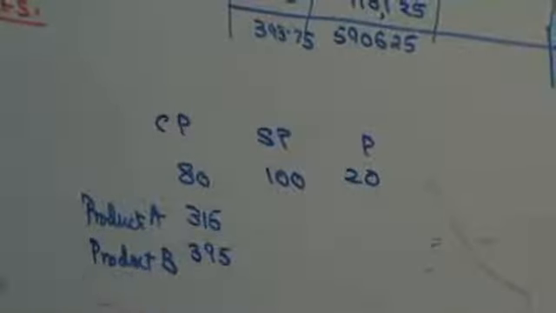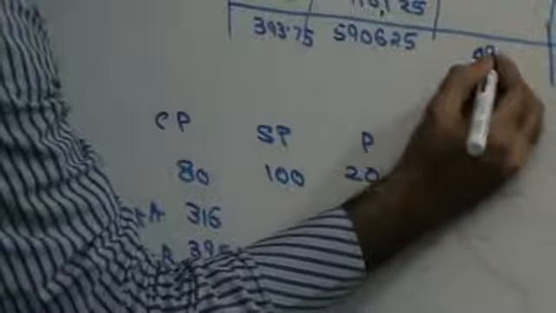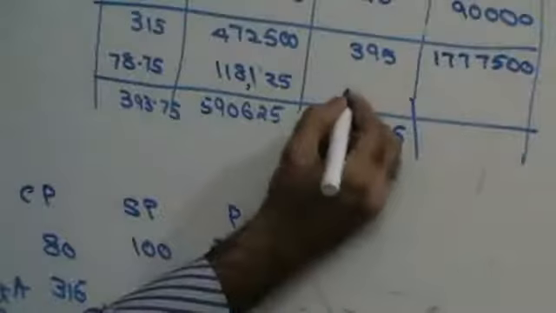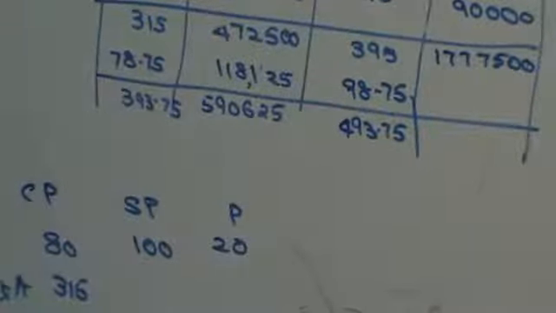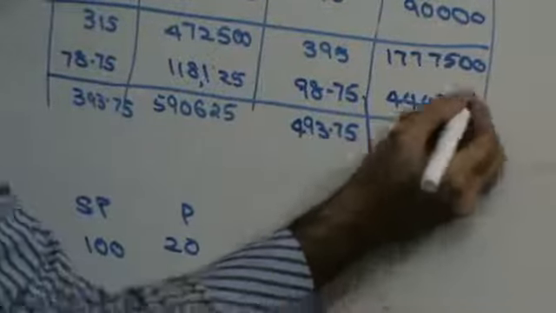Now same way you can do for product B, 395. Someone please get me the selling price. 395 into 100 divided by 80. About 493.75. Subtract 395. 98.75. Multiplied by the number of units sold. 4,44,375. Someone please add this.